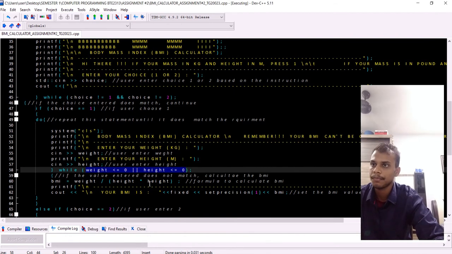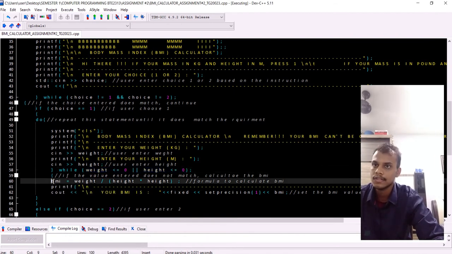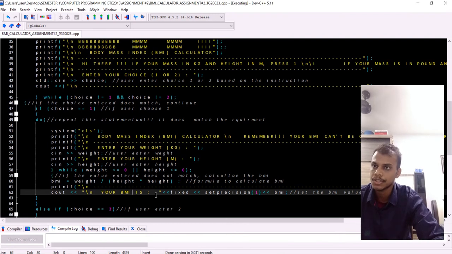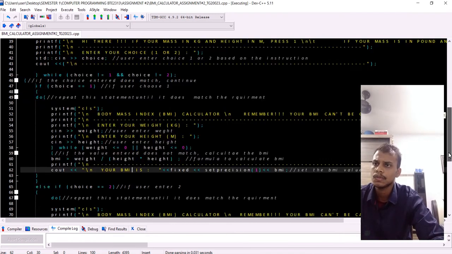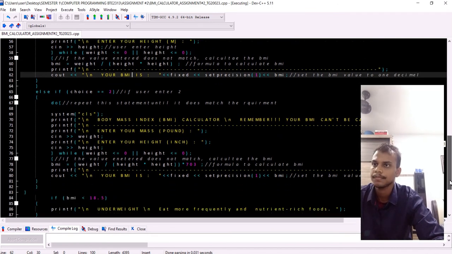But if it's false, which means the value entered does not match this statement, it will go for the BMI calculation. BMI equals weight divided by height squared, and it displays the BMI. Now let's say the user enters 2 as their choice. For 2, the BMI is calculated from pounds and inches.